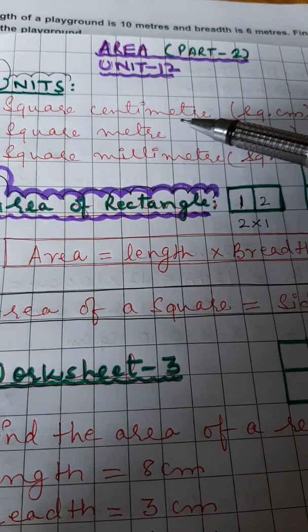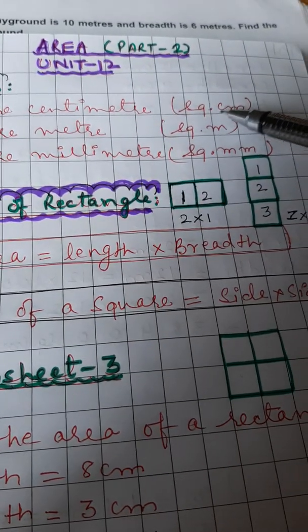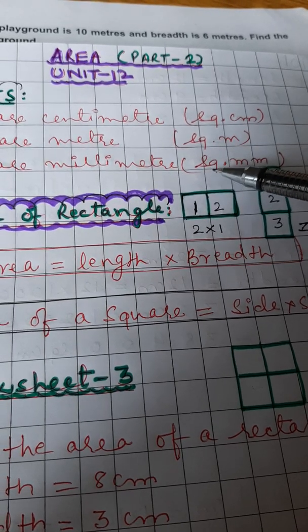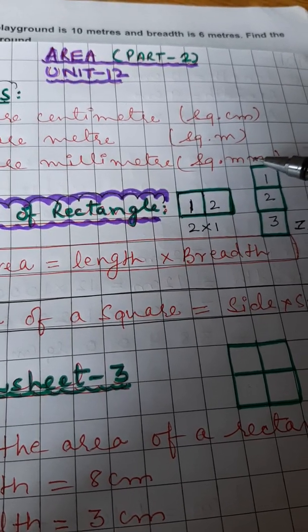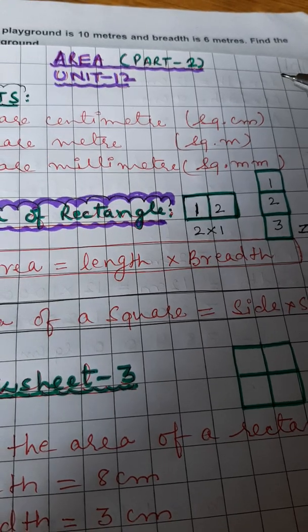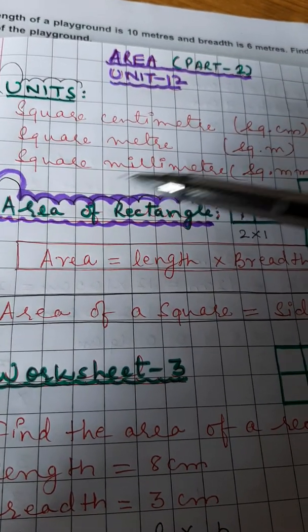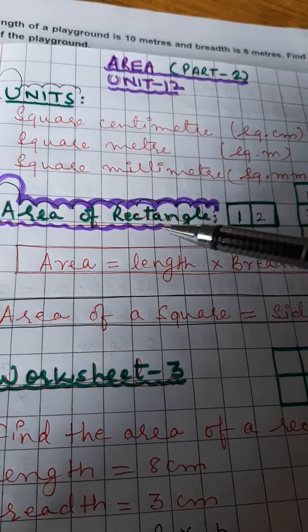And the short form to write square centimeter is sq. cm, sq. m for square meter, and for square millimeter sq. mm. Now let us learn a few tricks to find out the area of a rectangle and the area of a square.